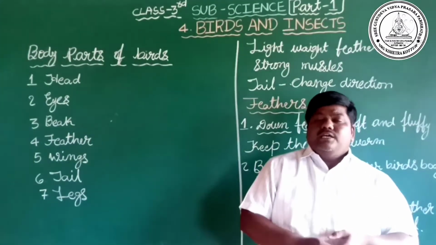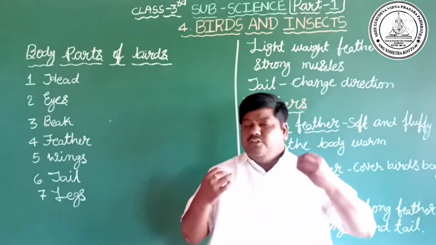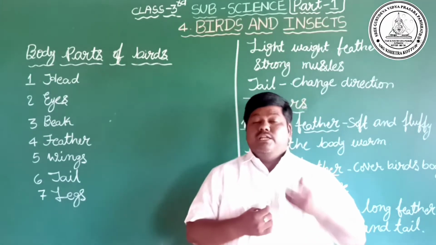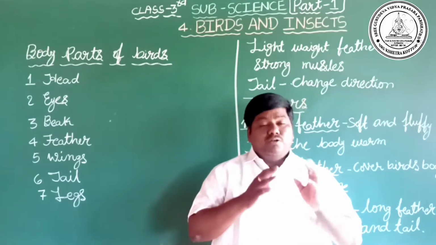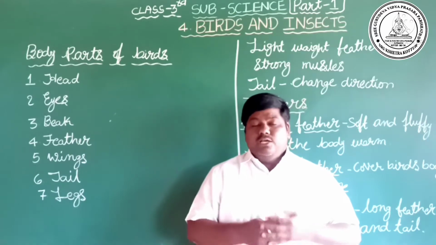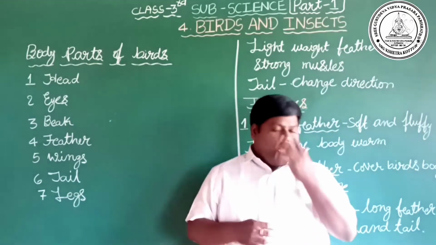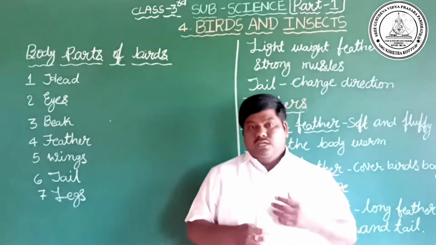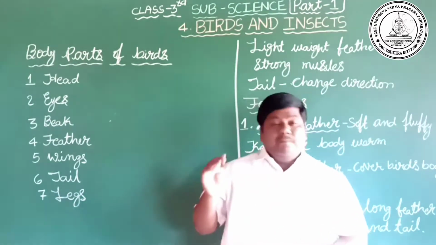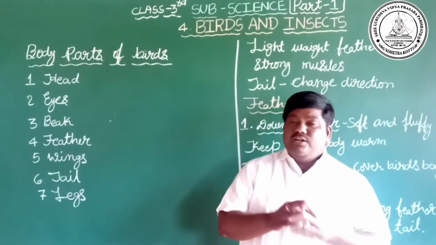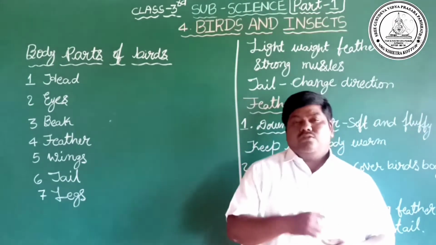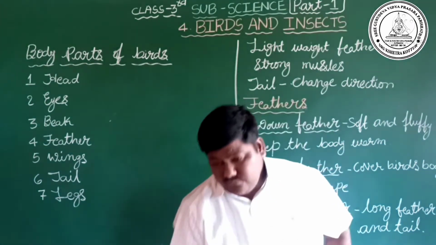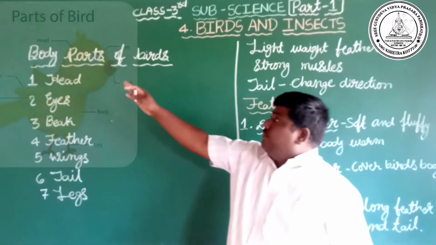Dear children, we have different organs in our body, that means parts of the body. See, we have the head, eyes, nose, mouth, tongue, hands, legs. The birds also have different body parts. Now we are going to learn one by one. First, body parts of birds.